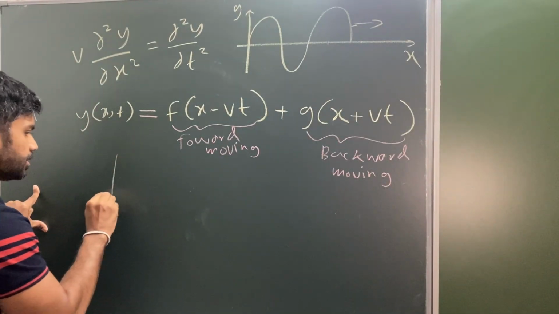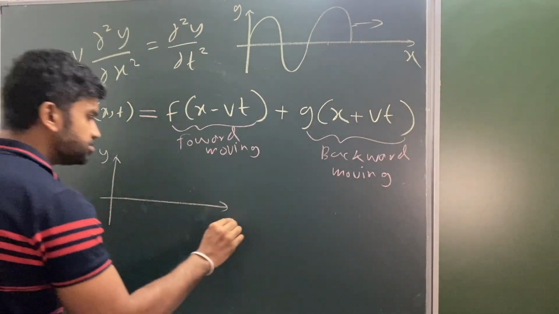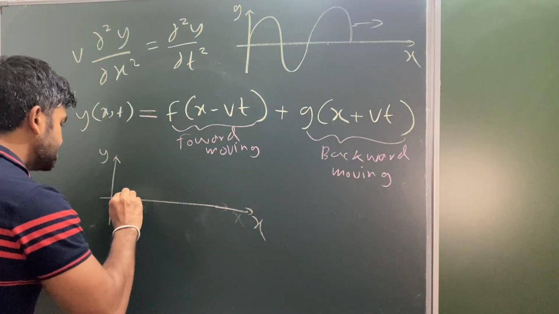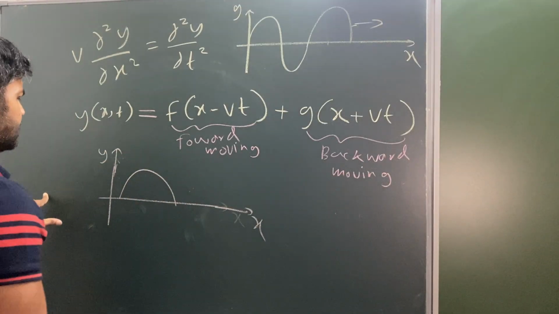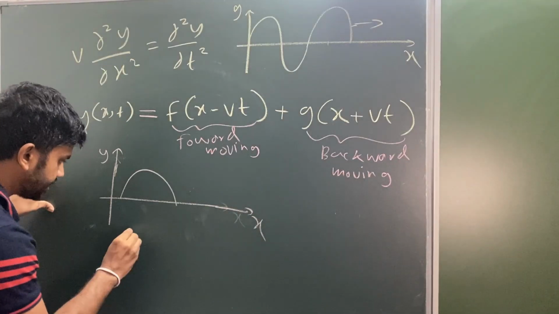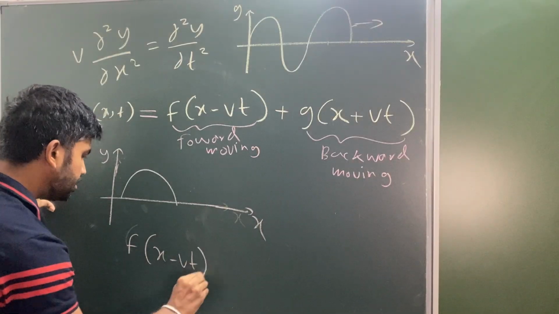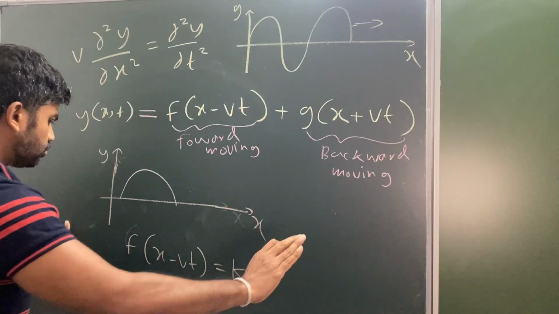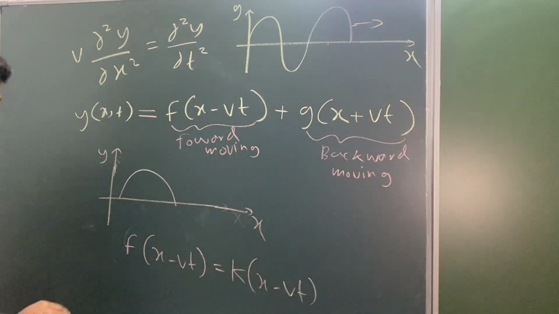So now let me consider for a moment. Imagine you have this is the y displacement and this is x, and there is a wave, and I don't know what exactly the function is. This could be any function, guys, but for simplicity, let me take a function like this: k times x minus vt, where k is a number. It would look like this, right?